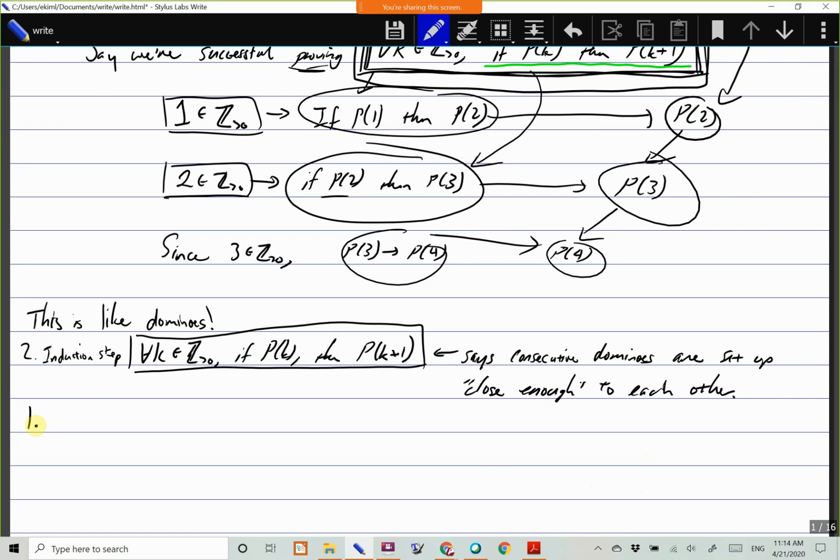And then part 1, so fine. If you just set up a bunch of dominoes so that they're each close enough to each other, that doesn't make anything fall. That's just a setup. But something else has to happen. You gotta push that first domino, right? In order for anything to happen. That part is called the base case. So the separate thing that needs to be proved is P of 1, kind of just all on its own. And this is pushing the first domino then.